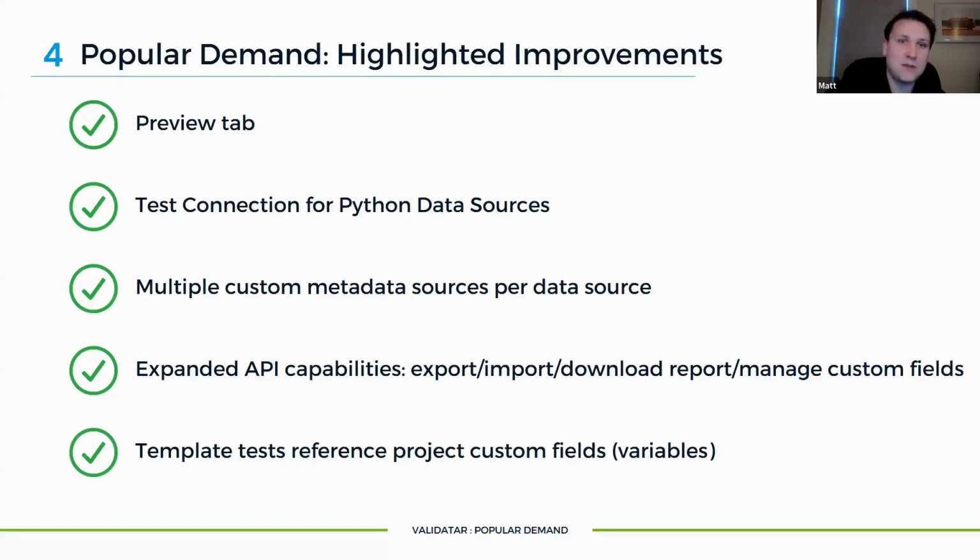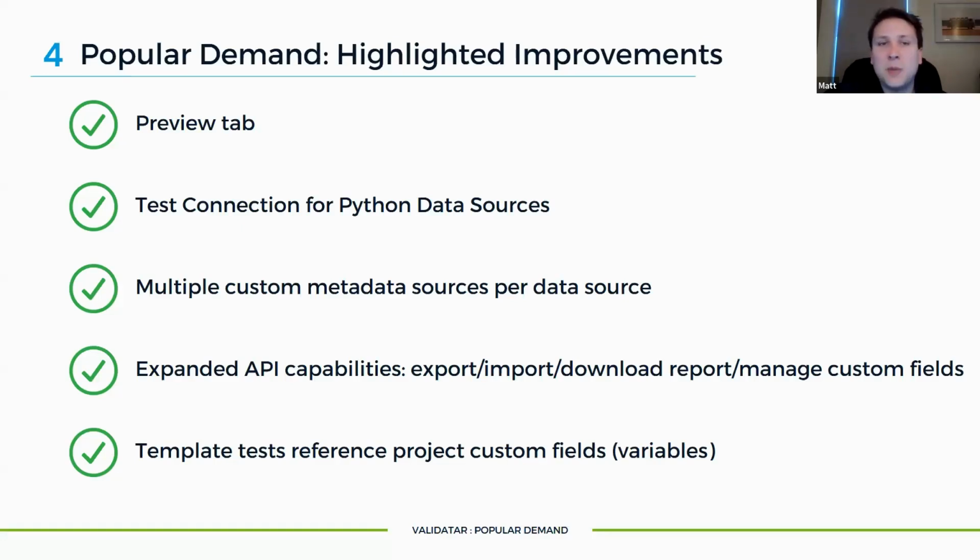We have also expanded our custom metadata sources to allow you to have multiple per data source. Historically, you could only have one script-based source for a given data source. Now you can have multiple. This allows even better integrations with third-party catalogs like Alation, Collibra, any of those, as well as pulling from multiple different types of systems that are driving metadata-driven development, such as WhereScape or DBT.